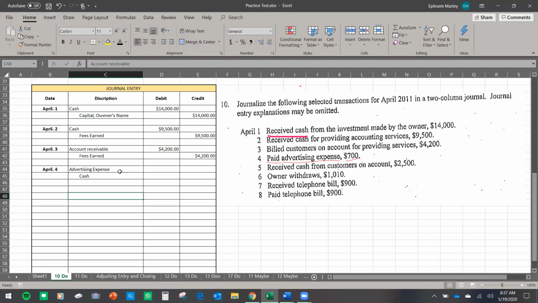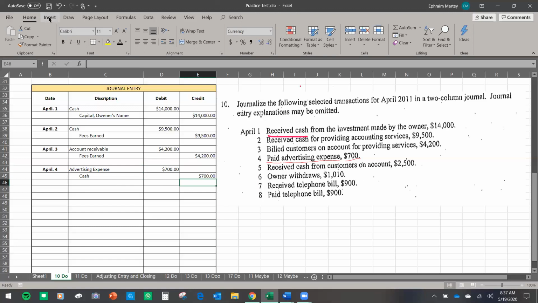So we have our advertising expense and we have our cash going out. Okay, so $700, and then we'll just reference this one to that. Okay, good.